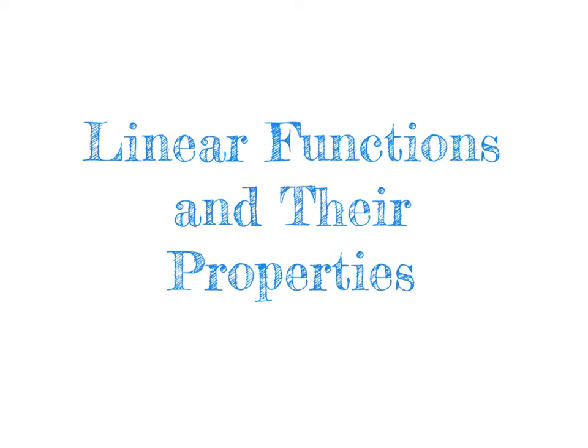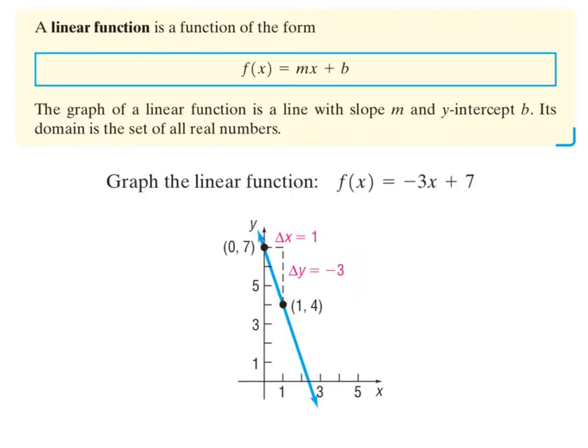In this video, we're going to talk about linear functions and their properties. One form linear functions take is f of x equals mx plus b, which is the slope-intercept form, where m represents the slope of the line and b represents the y-coordinate of the y-intercept.